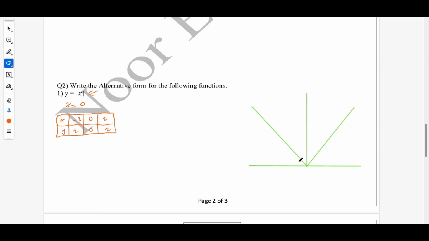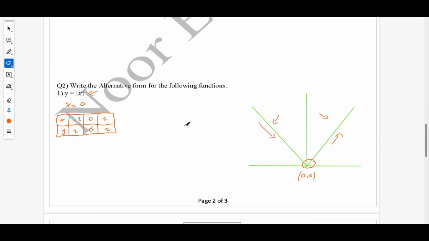to focus on the vertex. The vertex is 0, 0, and the vertex is a crucial point where the line changes its direction from the decreasing form to the increasing form. So instead of one function, I'm going to write two functions. One of them presents the decreasing part and the other one presents the increasing part. And where the change in direction happens when x equals 0.